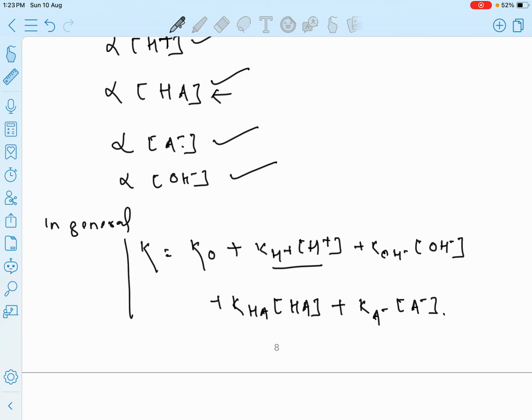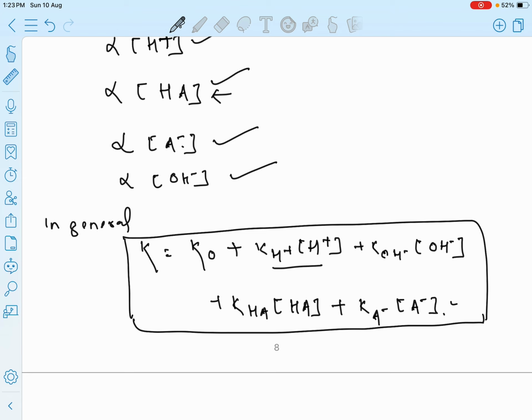So the overall rate constant can be given as the sum total of all the rate constants, where K naught is nothing but the rate constant of the uncatalyzed reaction.